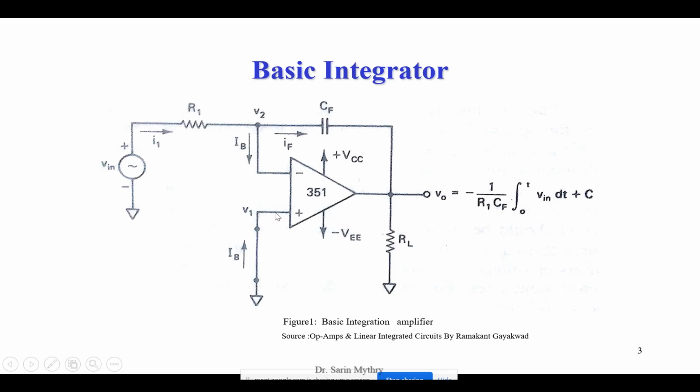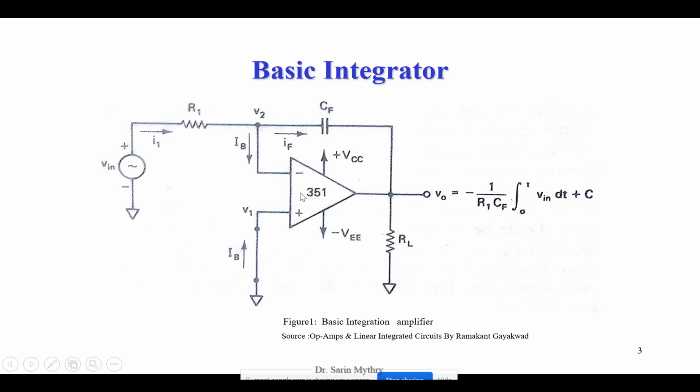Now I'll try to apply the virtual ground concept. What is the virtual ground concept? Because these two terminals are internally connected or internally shorted, the voltage across this is going to become 0. That's why V1 is going to become 0, and that's why we call it the virtual ground concept. Virtual ground means internally these two terminals are connected or shorted, because of that the voltage over here will be 0.